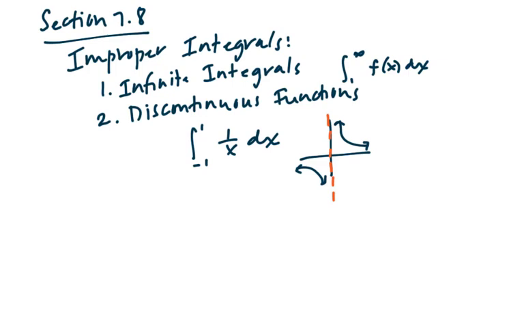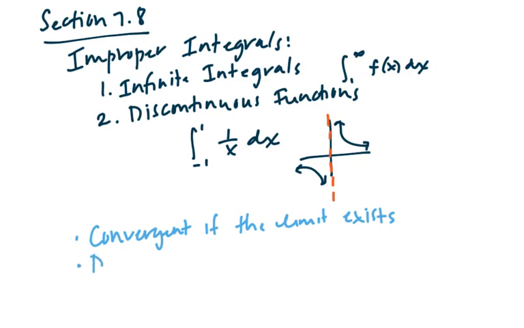What we do discover is that there are two types of answers. We say that the improper integral is convergent if the limit exists, and it's divergent if the limit does not exist.